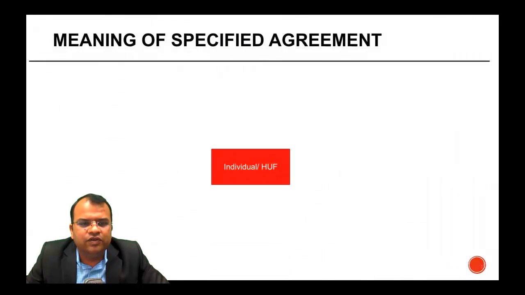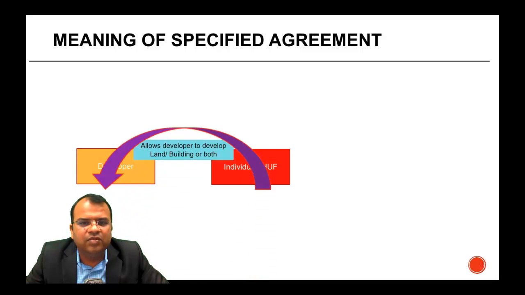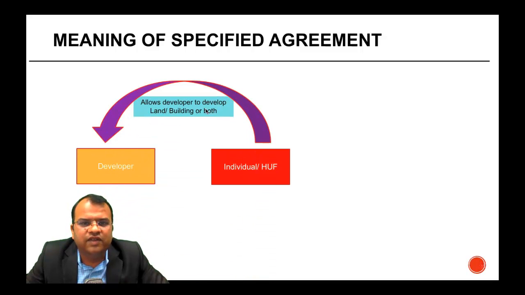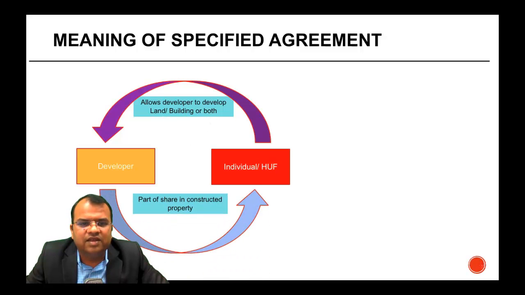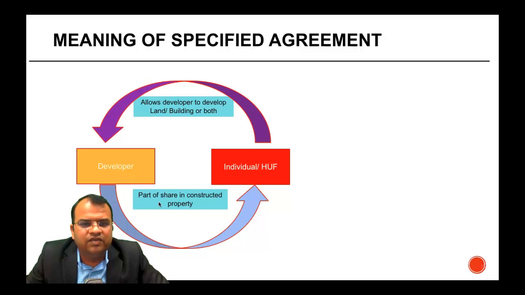So what is the meaning of specified agreement? So there can be an individual who allows the developer to develop land or building or both. And as a consideration, the developer gives part of the share in constructed property.